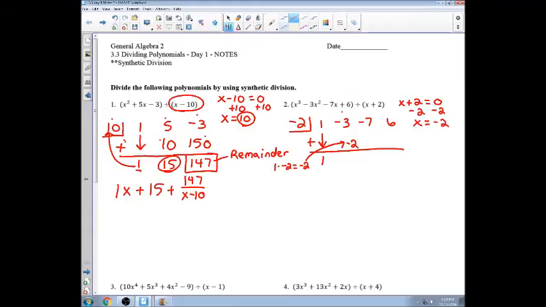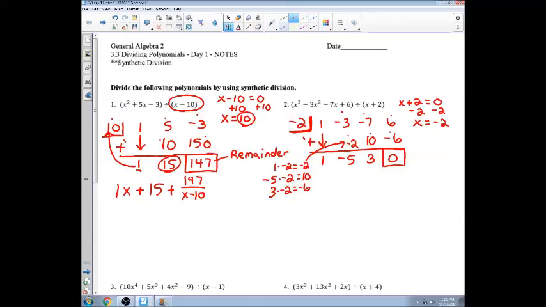So now I have -3 plus -2, which would get me -5. I'm going to take the -5 times -2. The -2 comes from here, what I'm dividing by. That would get me +10. The 10 will go under the -7. -7 plus 10 would be +3. So I have +3 times -2, which is -6. That will go under the +6. So 6 plus -6 would be 0.